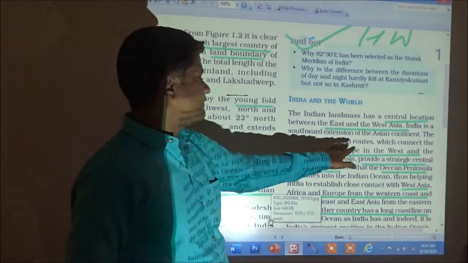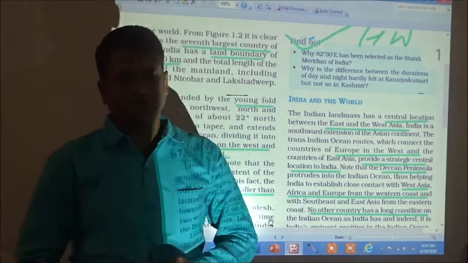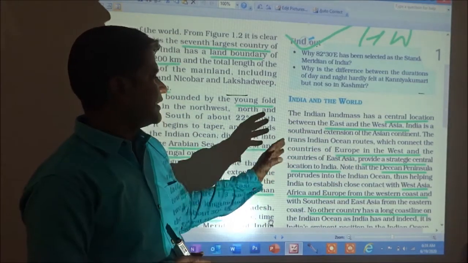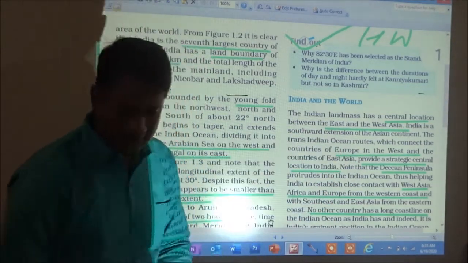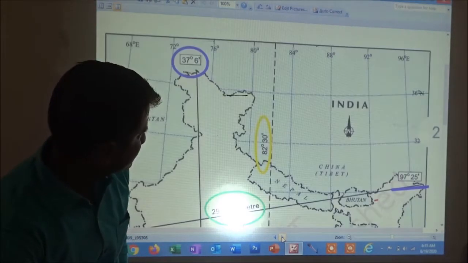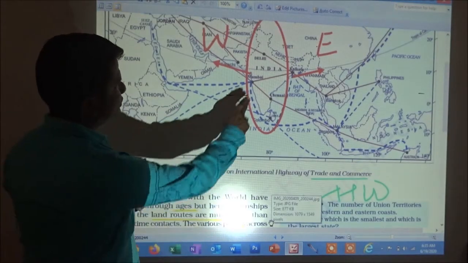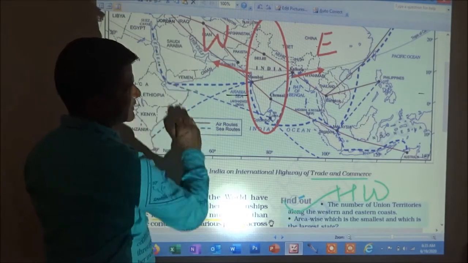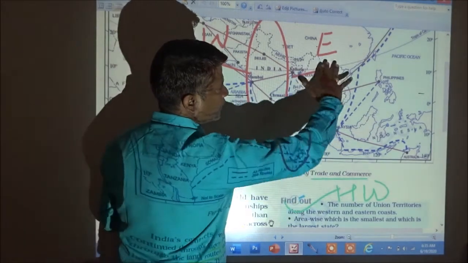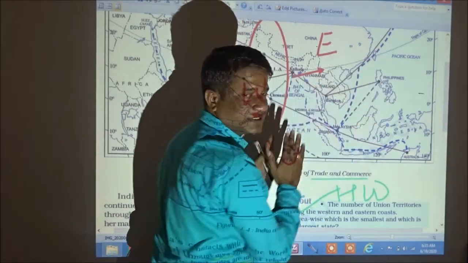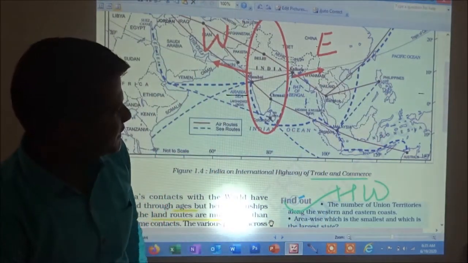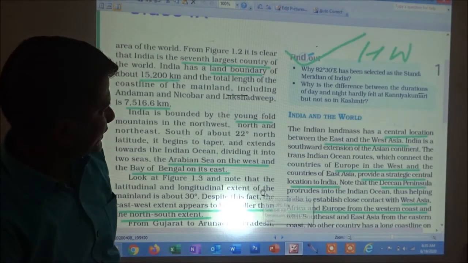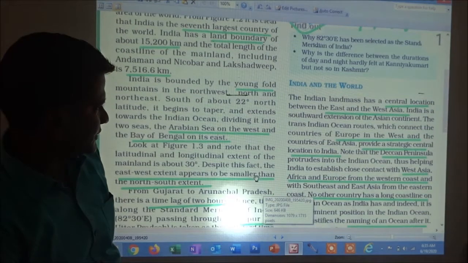Now if we talk about the trans-Indian Ocean routes, we will find that these trans-ocean routes connect India very well with European nations and the African continent in the west direction, and in the east direction with all the East Asiatic nations. So this is also something important which makes India a strategic and important nation in the Asian continent.